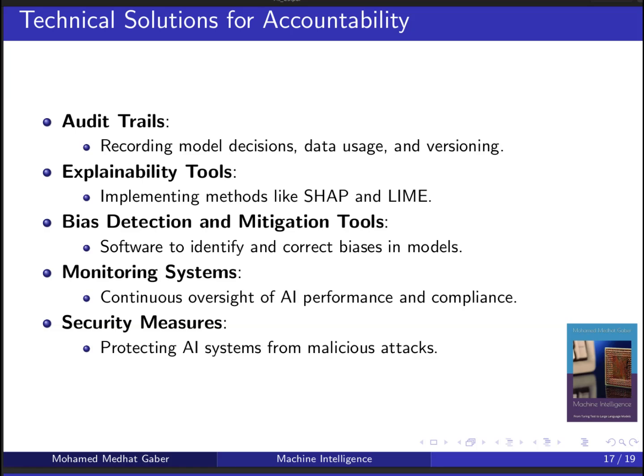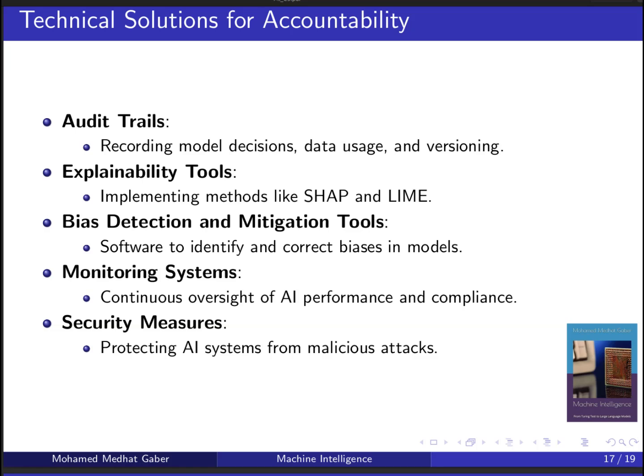Another important aspect is the use of explainability tools. Techniques such as SHAP, Shapley additive explanations, and LIME, local interpretable model-agnostic explanations, help interpret complex AI models by highlighting how different features contribute to predictions. These tools make it possible to understand and communicate the reasoning behind AI decisions, which is essential for transparency and building user trust. They also aid in identifying potential biases or errors within the model.